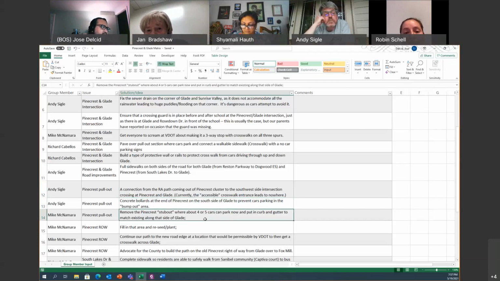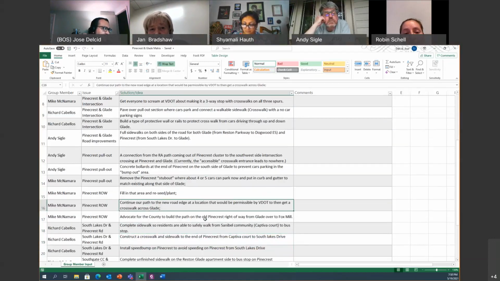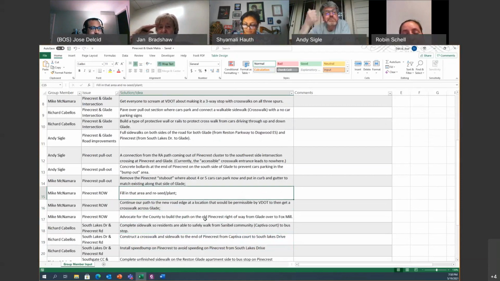So we can talk about these, but I was really interested in some of the suggestions for the right of way. So fill in the area and reseed and plant it, whether that's native species. I think these recommendations can be enhanced. So I'm happy to go through all of them, but definitely wanted to get some initial thoughts from the group.